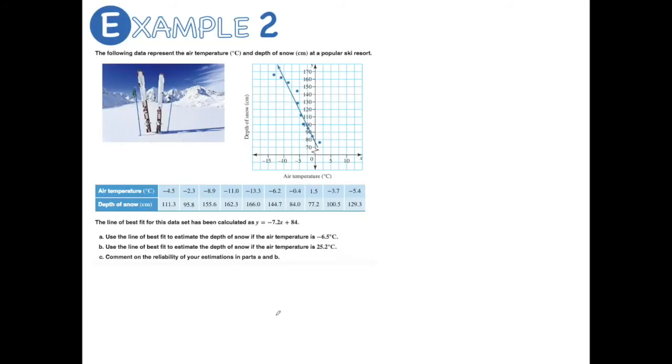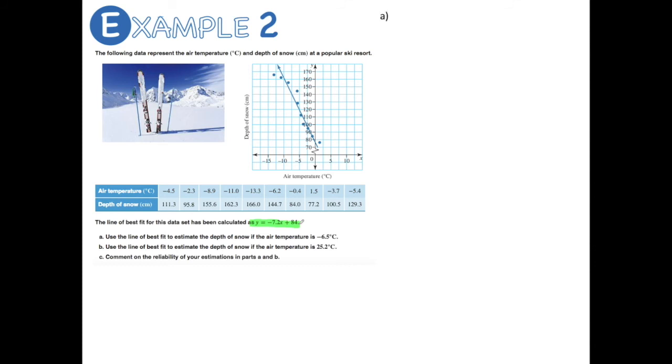In this example, we have data for air temperature and the depth of snow at a popular ski resort. The line of best fit has already been calculated, and it is y equals negative 7.2x plus 8.4. It wants us to use our line of best fit equation to determine the depth of snow when the air temperature is negative 6.5 degrees Celsius and 25.2 degrees Celsius. Then it wants us to comment on the reliability of the estimates from part A and part B.